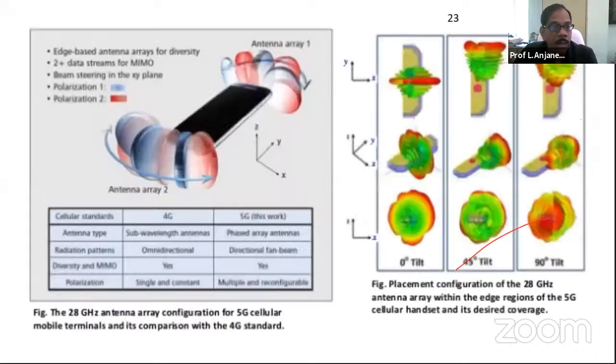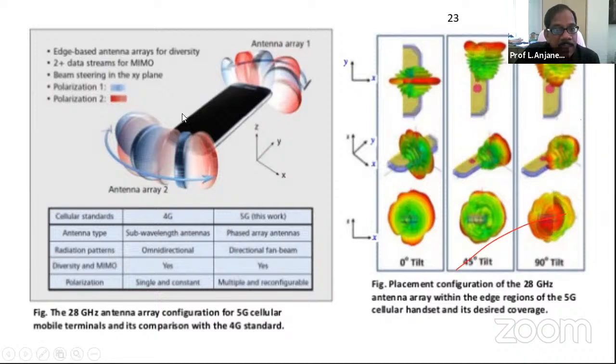The edge-based antenna array is designed for diversity, and for data streams for MIMO design, and beam steering is also achieved in the XY plane, with two different polarizations. So antenna type, this is a cellular standard.